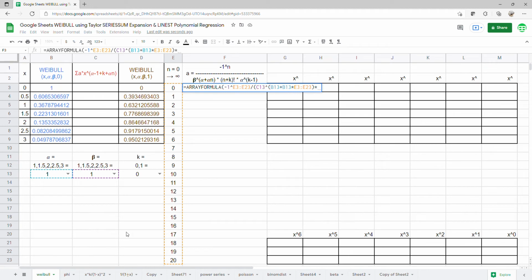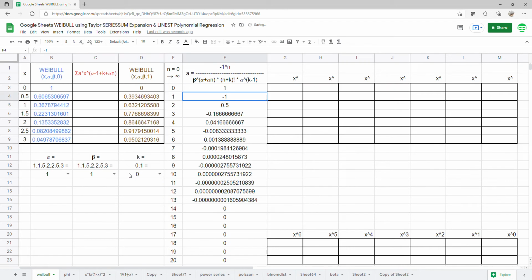The second part is factorial of n plus k. So factorial of n plus k. Finally, the third part is alpha raised to the power the quantity k minus 1. So alpha raised to the power the quantity k minus 1.